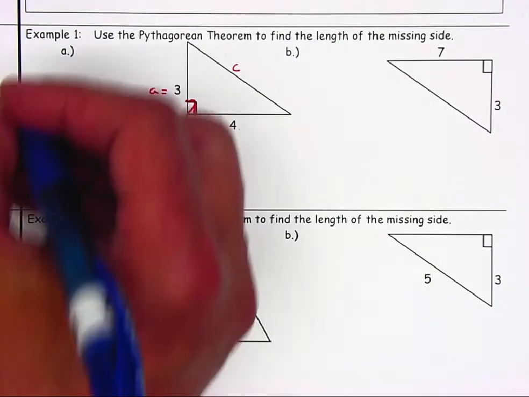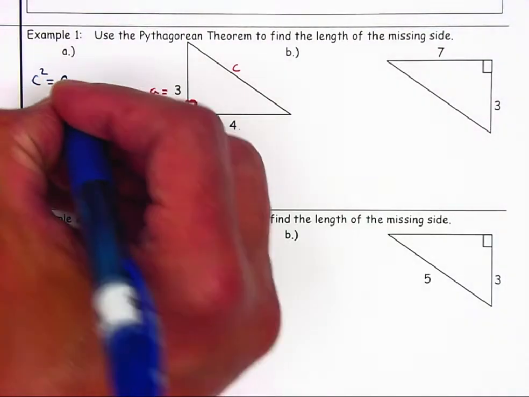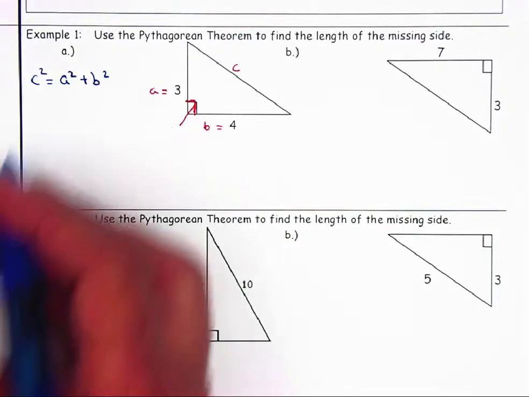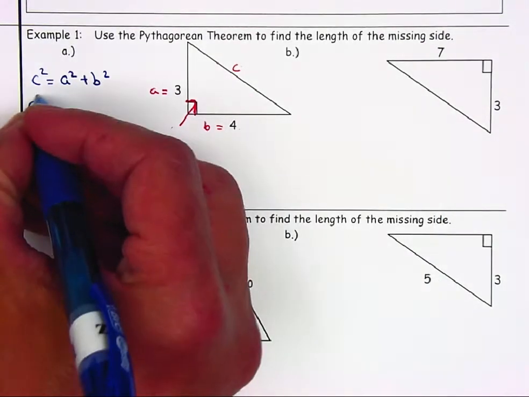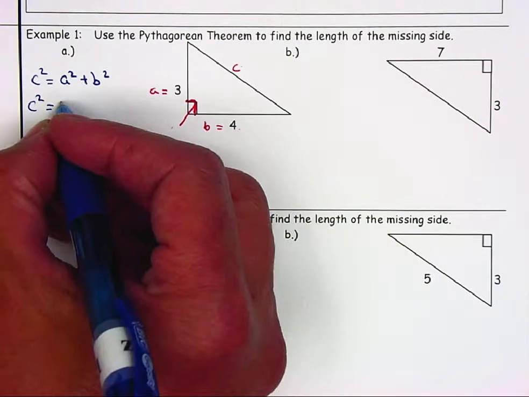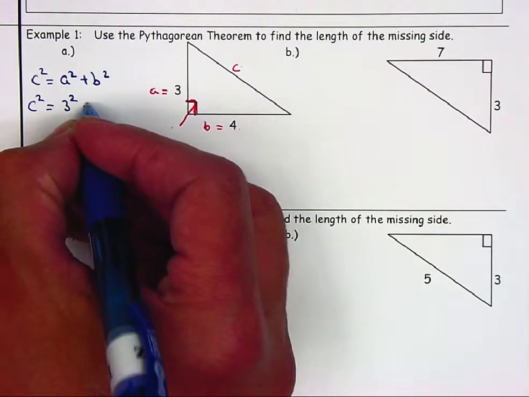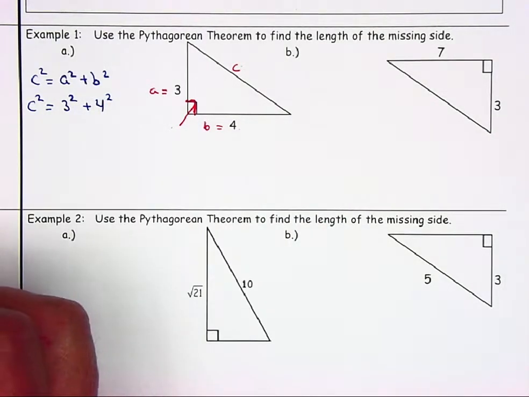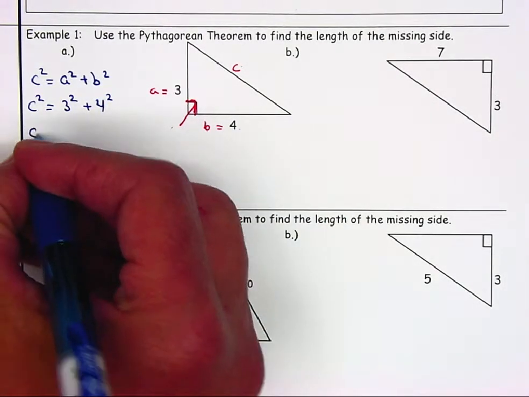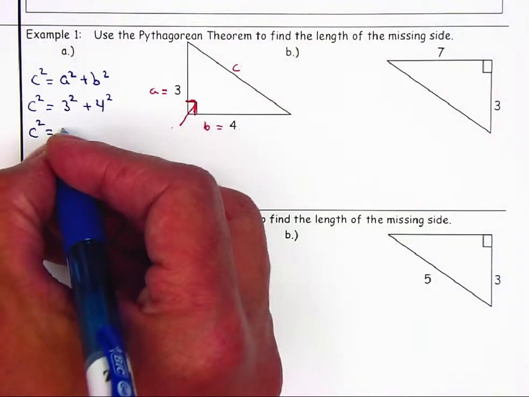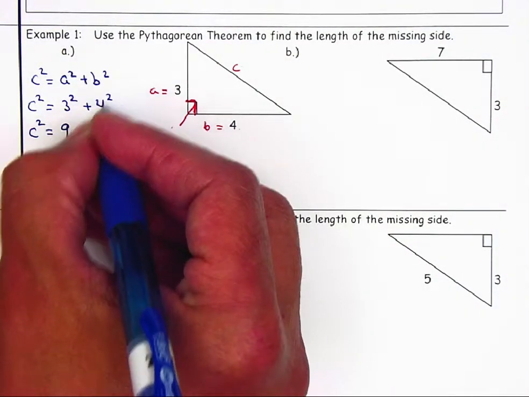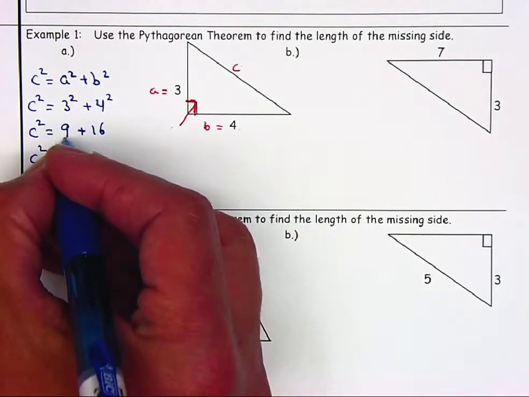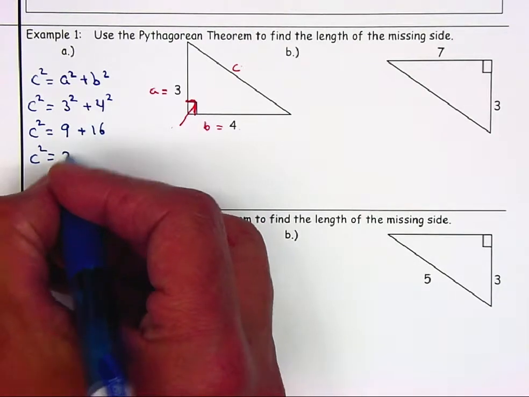So let's write in the formula. C squared is equal to A squared plus B squared. C is what you're looking for. A will be 3 squared, plus B is 4 squared. And I just need to be able to simplify it. C squared is equal to 3 squared is 9, plus 4 squared is 16. C squared is equal to 9 plus 16 is 25.